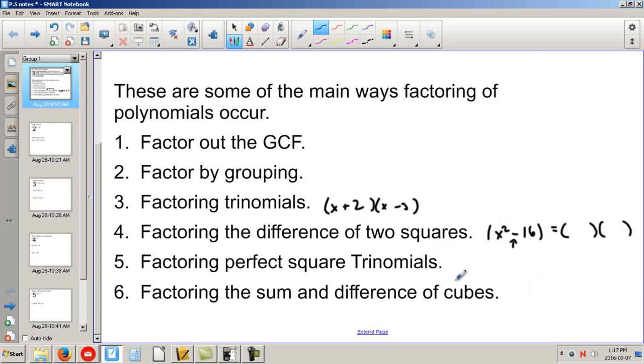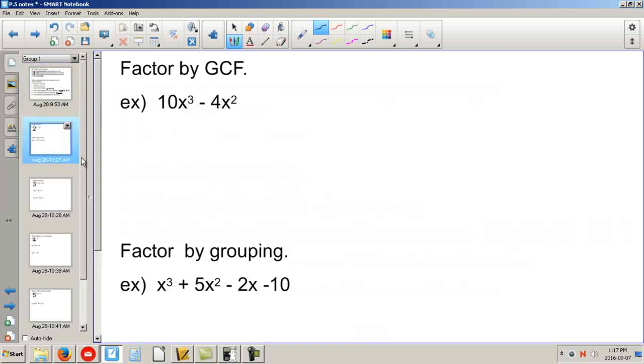That's your 2 squares. Factoring perfect square trinomials, that's like x squared plus 12x plus 36. This 36 is a perfect square. The x squared is a perfect square. So we're thinking this is a perfect square trinomial. Tri because it has 3 pieces. And then there's the sum and difference of cubes. When you have x cubed plus 8 or x cubed minus 27, and you're dealing with 2 cubed numbers and you're doing addition or subtraction, there is a formula that we'll use to solve those. Let's look at these different types. We'll go through all 6 of them today, or at least try to.